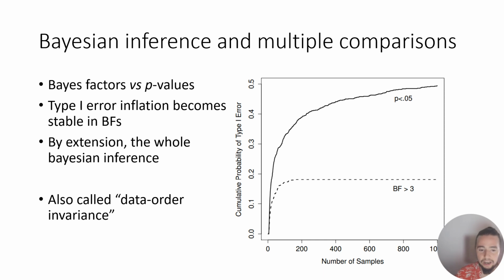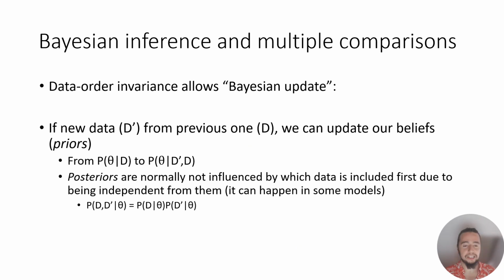As you can see here, assuming just a little bit of type 1 error inflation, you can work with multiple comparisons, which is a pretty cool thing to have. This is also called data order invariance. So this leads to the concept of Bayesian update. The Bayesian update is like this.